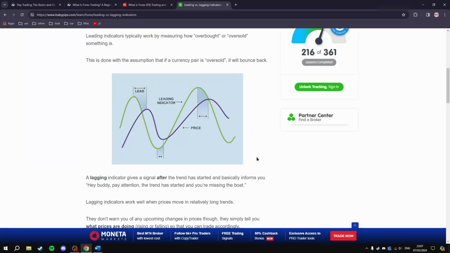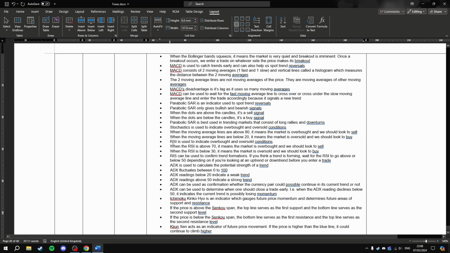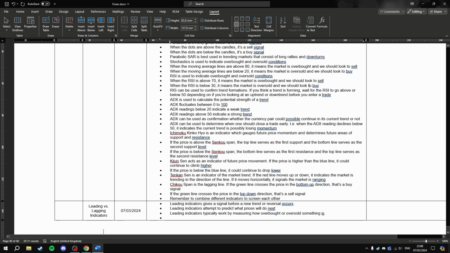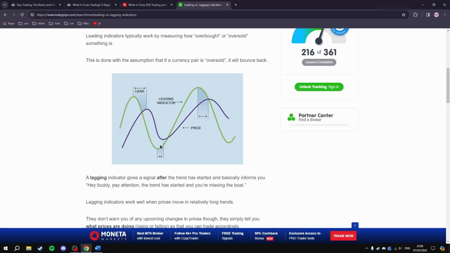This is done with the assumption that if a currency pair is oversold, it will bounce back. So if something's oversold, we should look to buy because it's going to bounce back, so we buy. But what if it's oversold and it doesn't bounce back? Is that even possible? I don't know actually. Okay. Leading indicator, that's that.